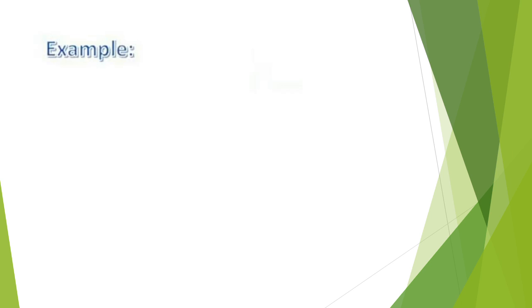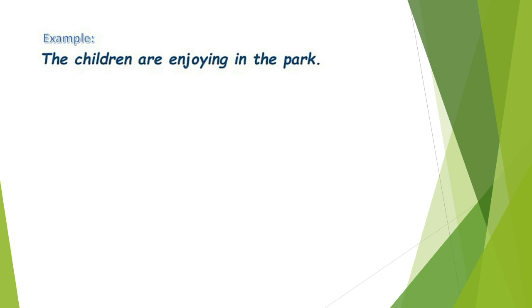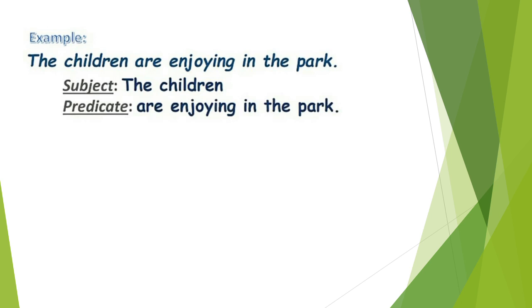Here the first example is, the children are enjoying in the park. So here the subject is the children because we are talking about the children. So the children is the subject of the sentence. And are enjoying in the park is telling us more about the subject. हमें subject के बारे में और बता रहे हैं. So are enjoying in the park is the predicate.